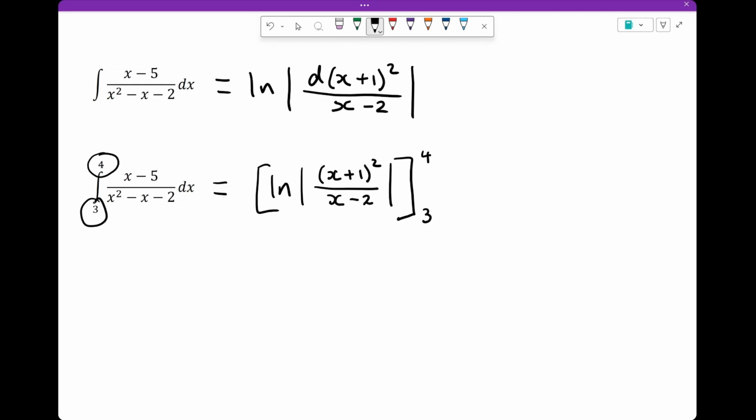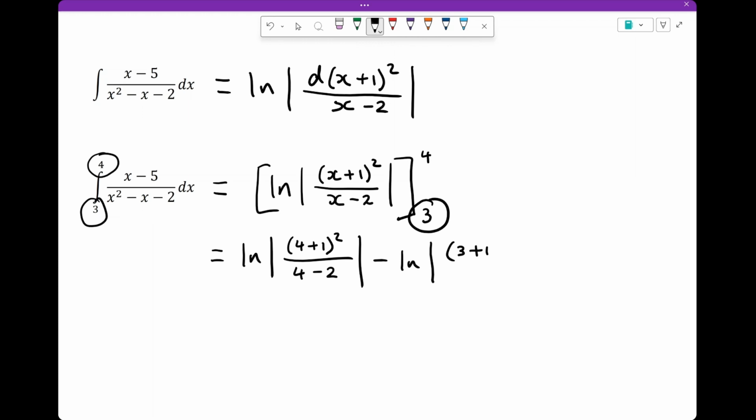Now what we need to do is substitute my limits in, so we'll start with the 4. So I'd write equals to the natural logarithm of the modulus of, and it would be 4 plus 1 squared over 4 subtract 2. And then I'd close my modulus symbols, and then write subtract, and substitute in my other limit 3. So I'd have a natural logarithm of the modulus of, and it would be 3 plus 1 squared over 3 subtract 2, like that. Then close my modulus symbols.